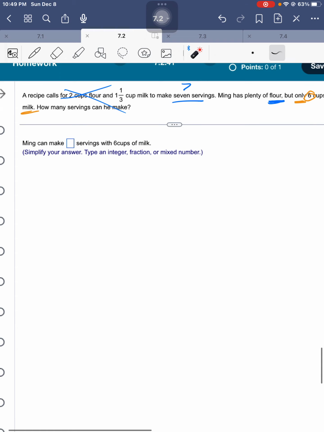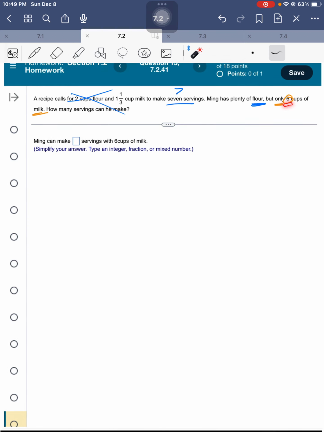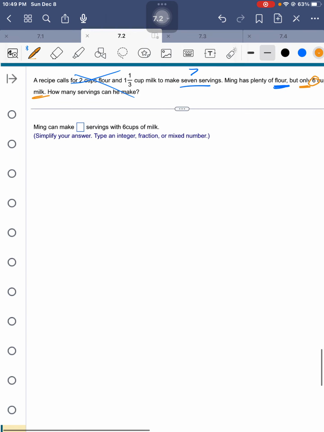So I know that there's 3 factors here that I need to take into account. That's why I hesitated and kept reading. So now I know that flour is not going to be an issue at all, so I can ignore that. But I do know I only have 6 cups of milk. So how many servings can I make with only 6 cups of milk?